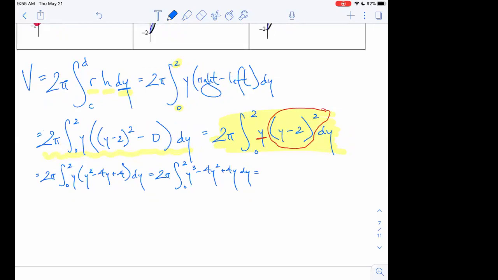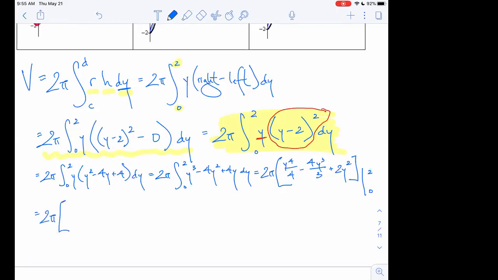All right, now let's take our antiderivative. So we've got y to the 4th over 4 minus 4y cubed over 3 plus 2y squared. And I'm going to plug in 2, and I'm going to plug in 0. But I do that visual check, and I know if I plug in 0, the whole last term is going to 0 out. So really, I just need to plug in 2.